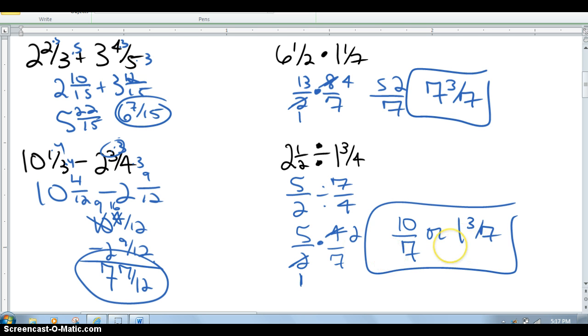bigger than 1. So hopefully we don't have any mistakes there, but again, using estimation, all of these answers look like they're pretty good.